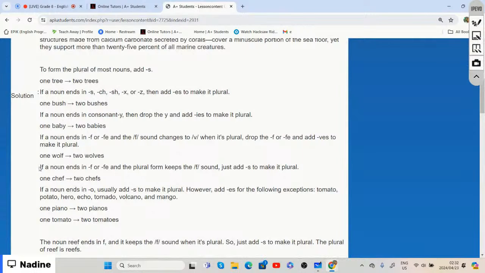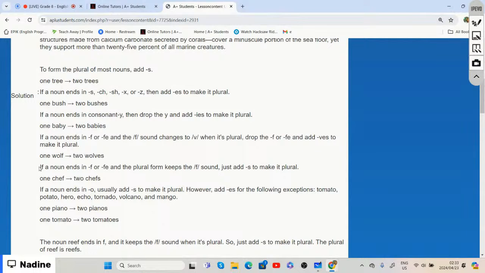So here we have quite a few examples of words and how we can change them in order to show the plural form of those nouns. To form the plurals of most nouns, we said we add an s. One tree, two trees. One car, five cars. One child, that changes the whole thing. One pen, lots of pens.